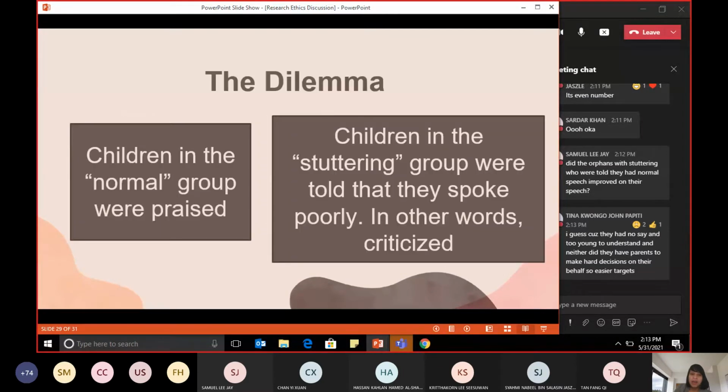So what happened was children in the normal group were praised, even normal children without a stutter, and even those who had a stutter were praised. Another group were criticized. They were actually criticized.